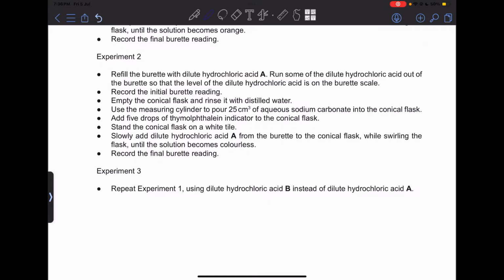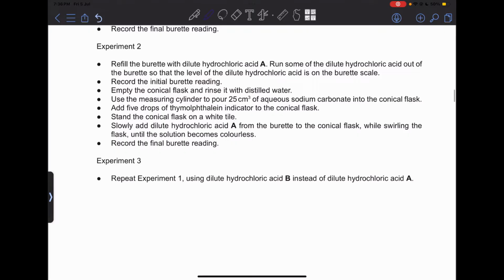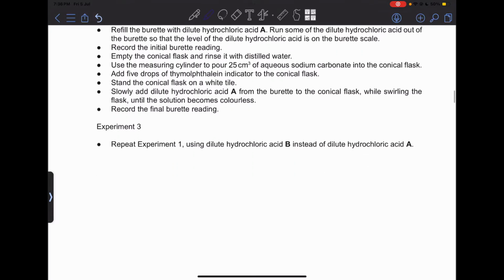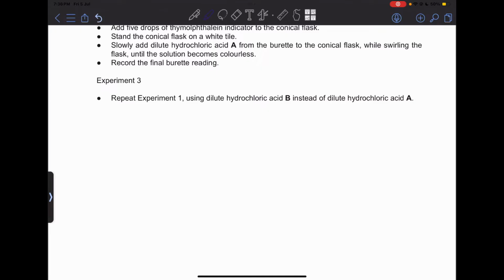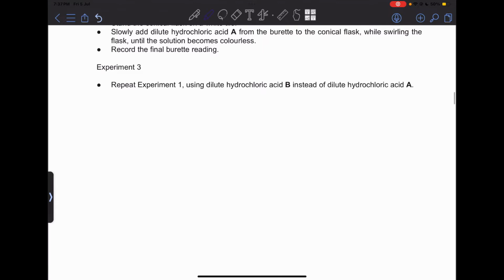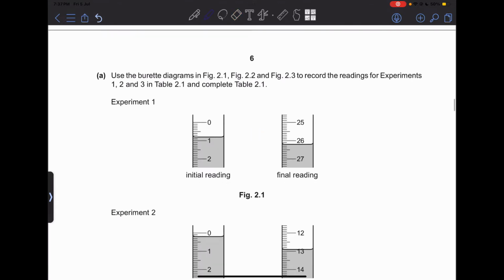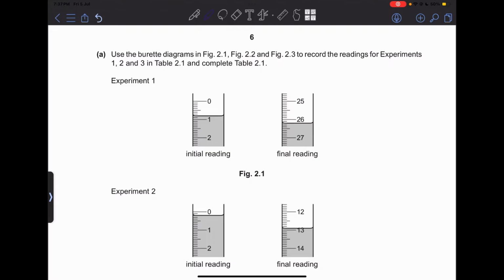Stand the conical flask on a white tile. This is to see the color. Slowly add dilute hydrochloric acid A from the burette to the conical flask while swirling the flask until the solution becomes colorless. Record the final burette reading. So experiment 3 was repeating experiment 1 but using dilute hydrochloric acid B instead of dilute hydrochloric acid A. Question A, use the burette diagrams in figure 2.1, 2.2 and 2.3 to record the readings for experiments 1, 2, and 3 in table 2.1, and complete table 2.1.